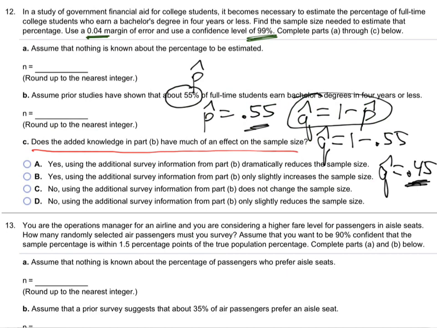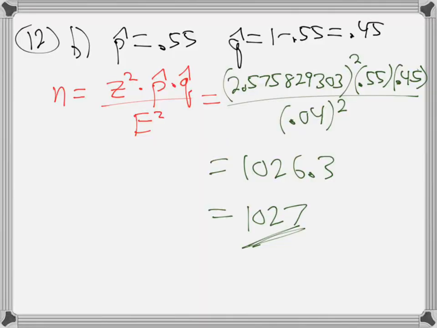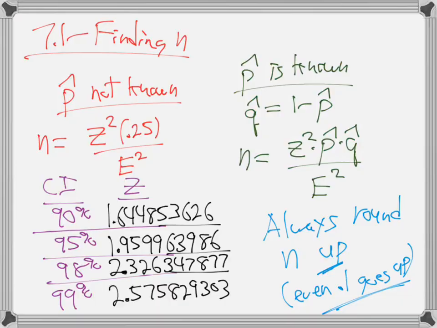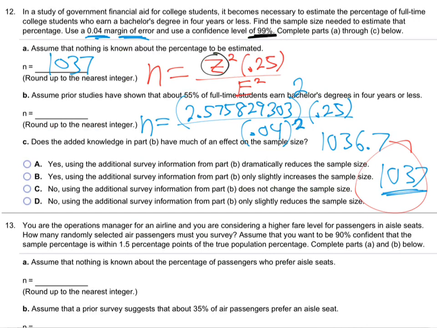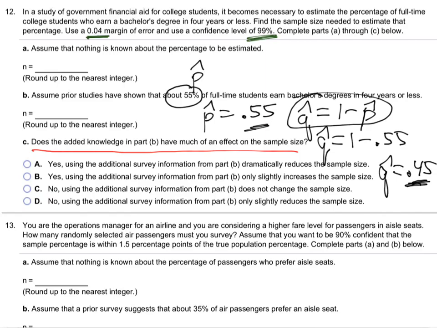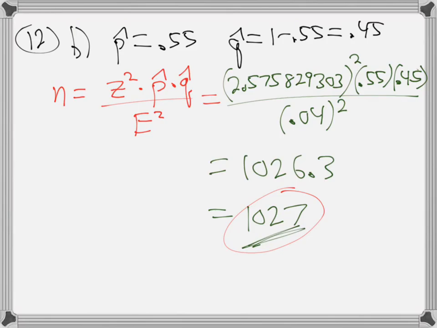Let's see. Does the added knowledge in part B have much of an effect on the sample size? In other words, did the sample size answer change much? No. I mean, 1027, what was it before? 1037? It only changed by 10. So no, that didn't change it at all. Did knowing what the sample answer is going to be change very much how many people you need to talk to? No, hardly. Using the additional survey information for part B only slightly reduces the sample. Yeah, it did reduce the sample size, but only slightly. Yeah, that's right. Good question.